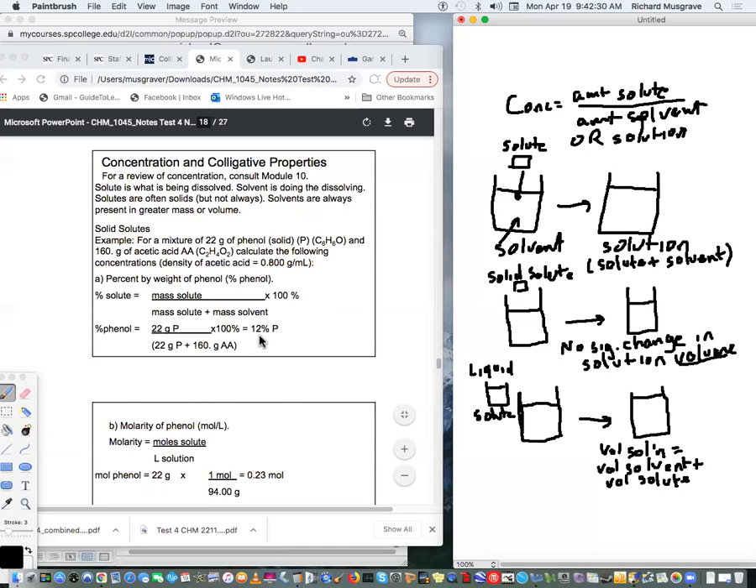The sig figs here: we've got 2 sig figs on top, and then when we add these together, that's actually 3 sig figs because this is addition down here. So that'd be 182 grams, which would be 3 sig figs. But then when we divide, it becomes 2 sig figs, so it'd be 12%. Does anybody have any questions about percent by weight?